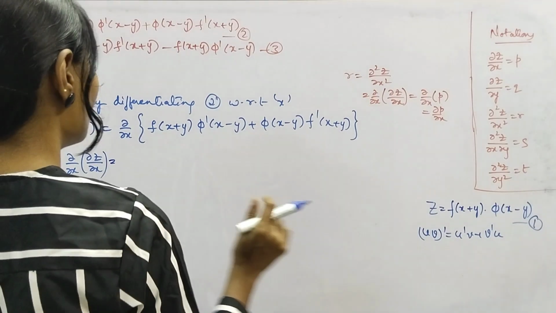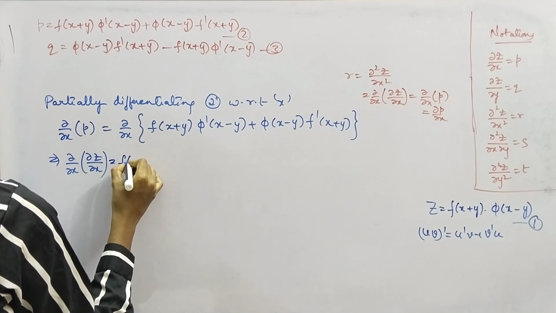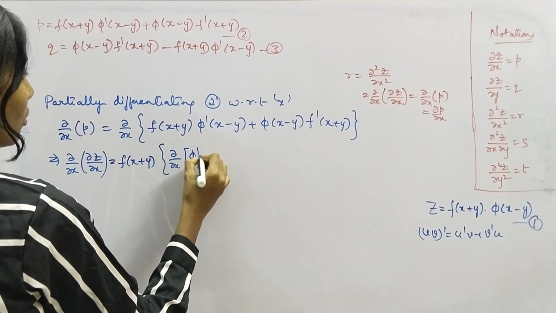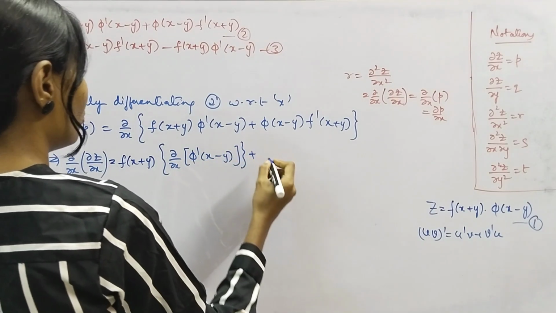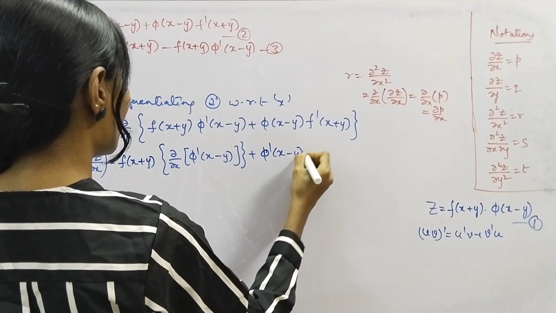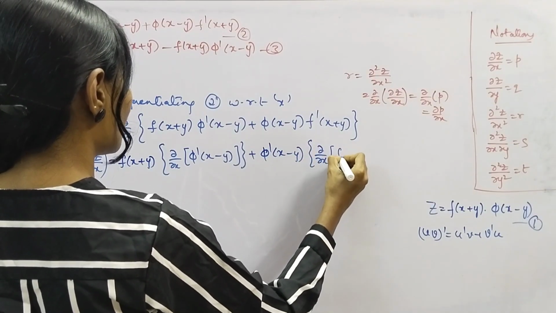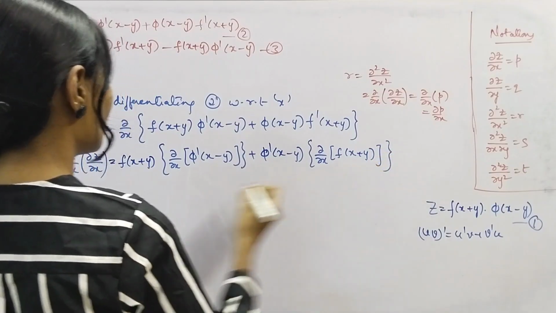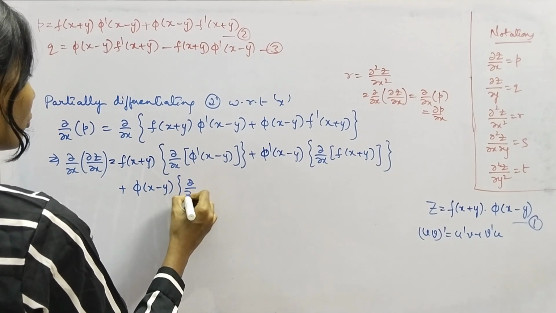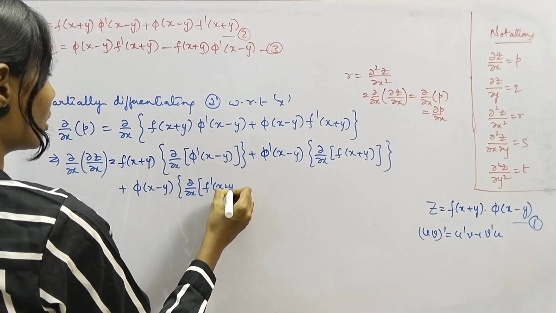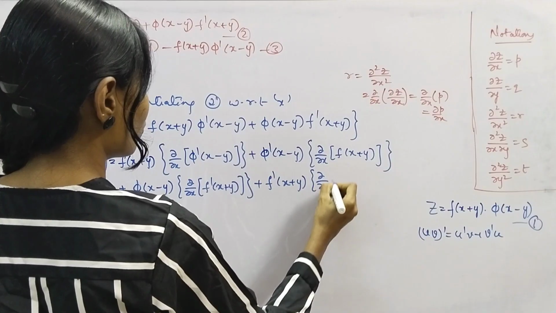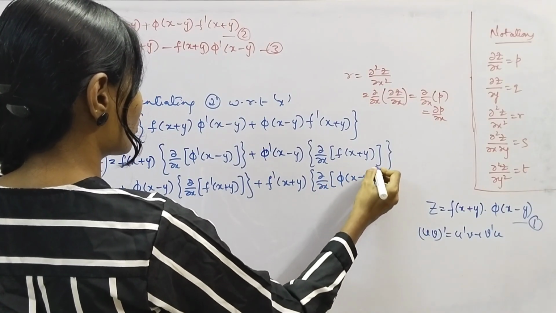Again you are going to apply u v whole prime formula because we are having two functions. So let's write it, f of x plus y into partial derivative of phi dash of x minus y, plus phi dash of x minus y into partial derivative of f of x plus y, plus phi of x minus y into partial derivative of f dash of x plus y, plus f dash of x plus y into partial derivative of phi of x minus y.